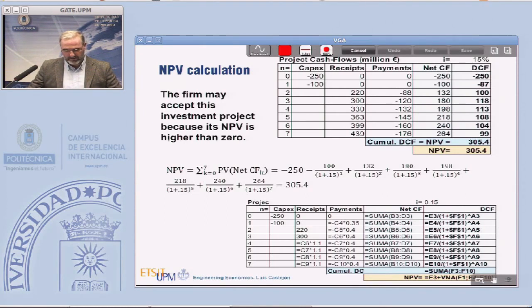We have here the project cash flows expressed in million euros. The interest rate is 15%. And the cash flows are these: the capex, the receipts of the project, and the payments. The service life of the project, as you see, is 7 years. We calculate here the net cash flow, which, as you know, is the sum of those cash flows, the inflows minus the outflows.